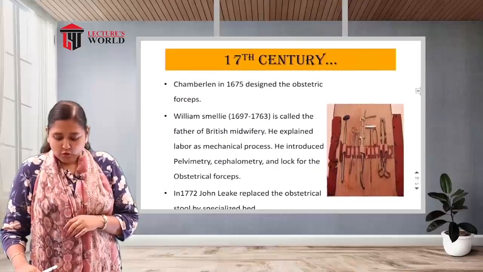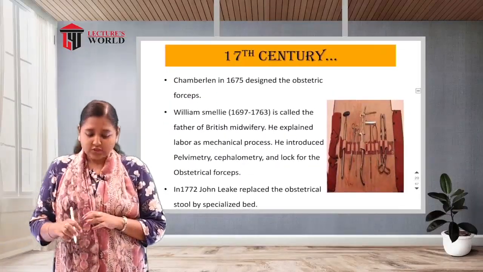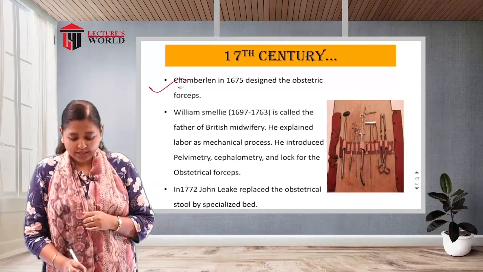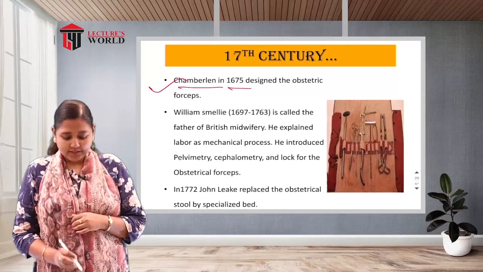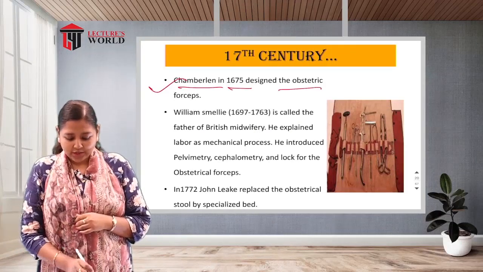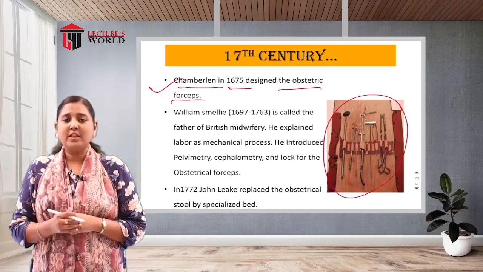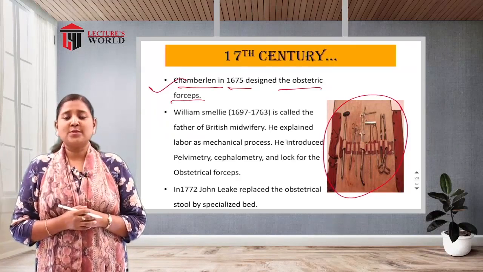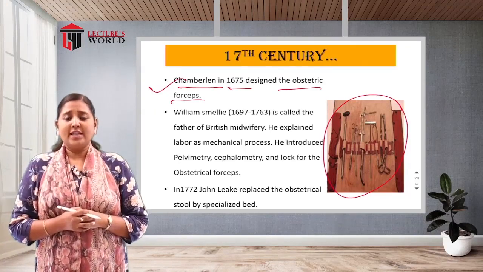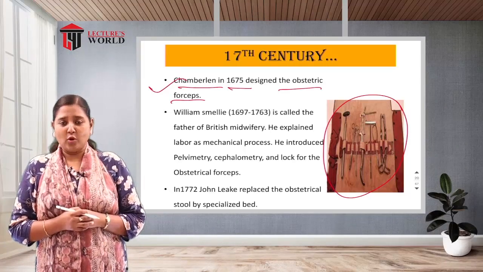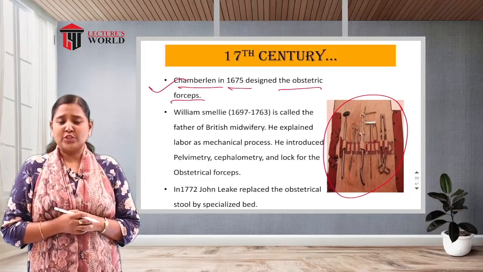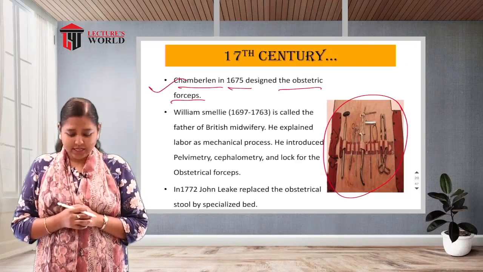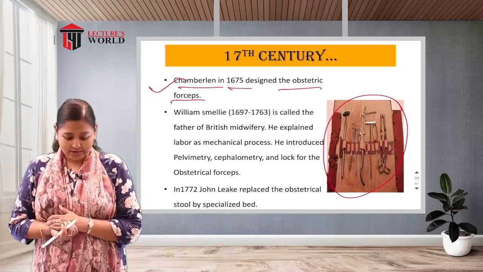Now, many more things were discovered in the 17th century. Let us see them one by one. The first was Chamberlen, in 1675. He described the obstetric forceps. Today we have so many forceps in our hands: short forceps, long forceps, straight forceps, high forceps, mid-cavity forceps and all, and each is named after the person who invented it. Chamberlen was the first person to design the obstetrical forceps, in the year 1675.